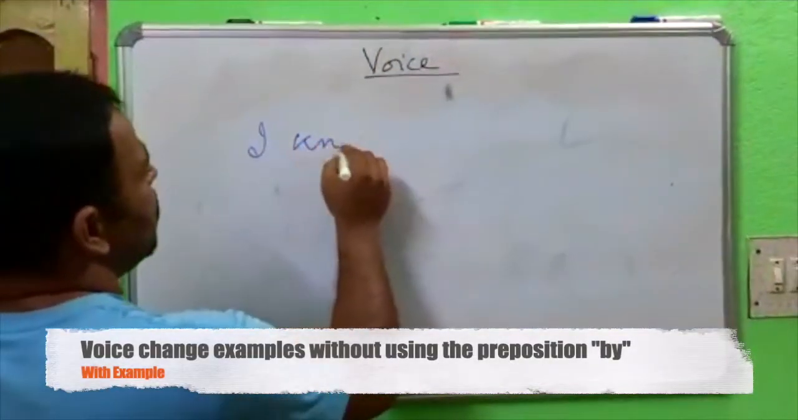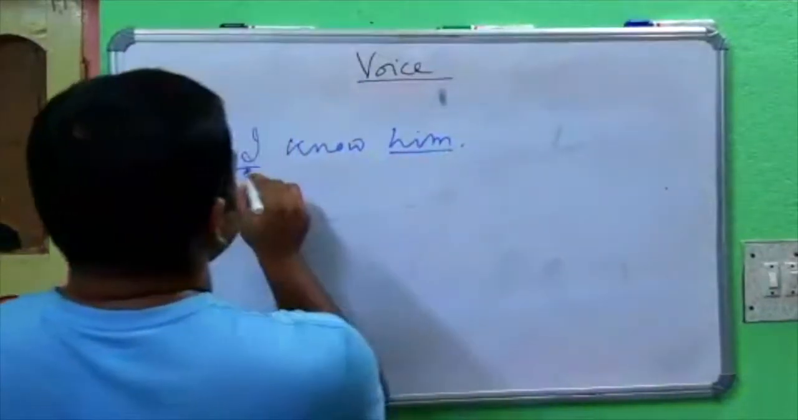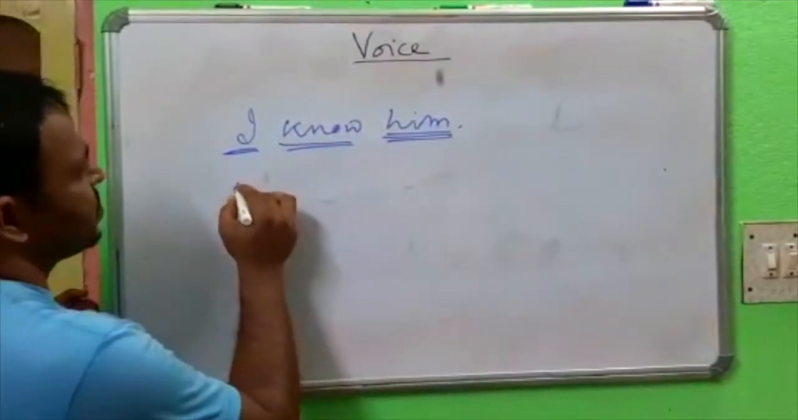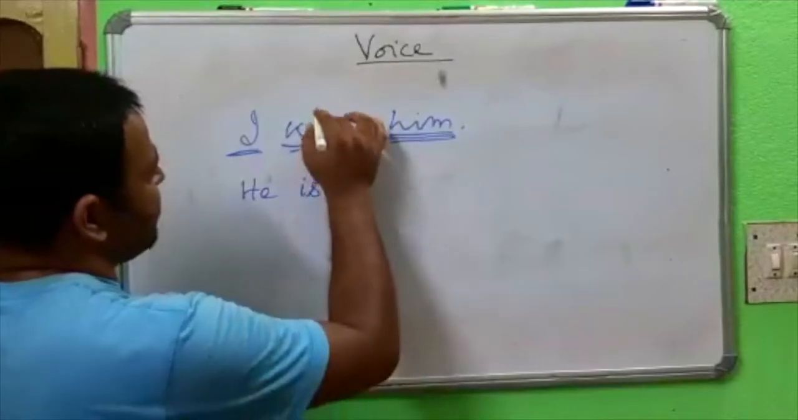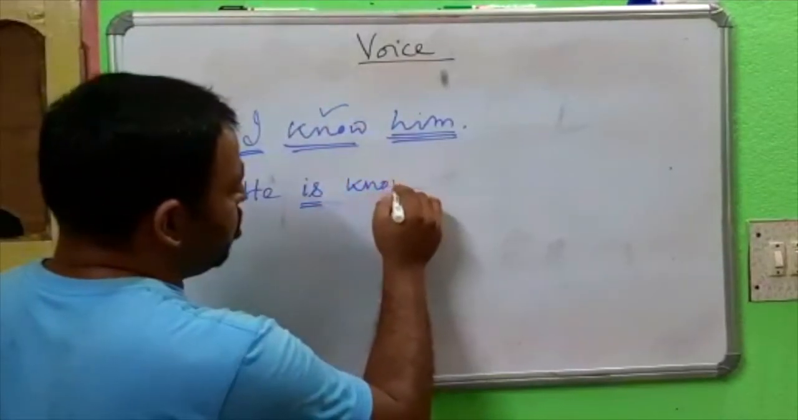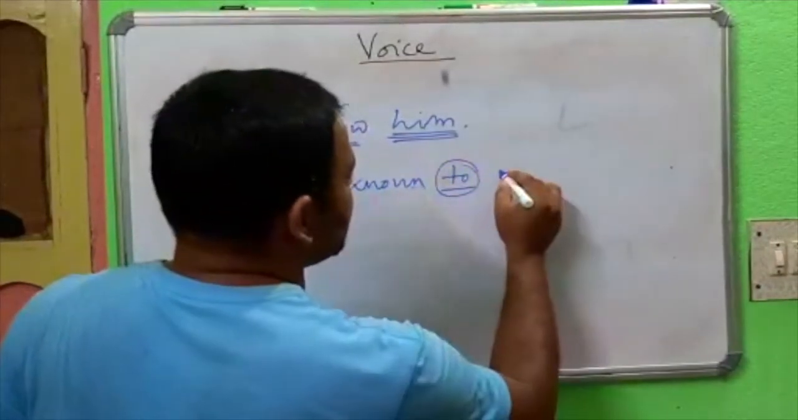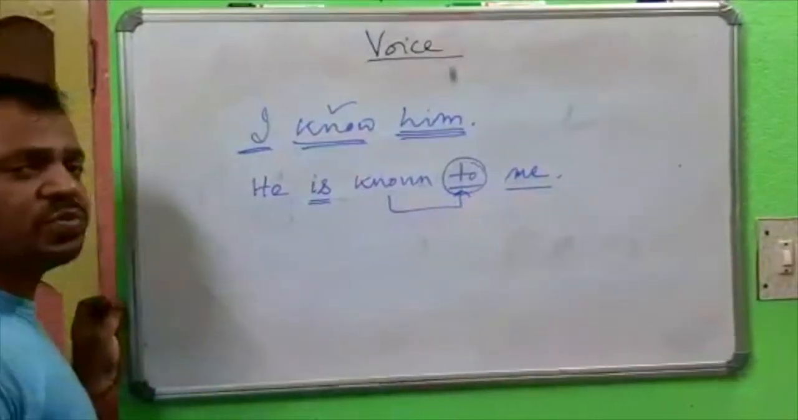I know him. Subject is I, know is the finite verb, him is the object. So he should be the subject. As it is in present tense, the verb would be is, the finite verb would be known, but here the preposition takes to, with me. Whatever it is, after known, it should be to.